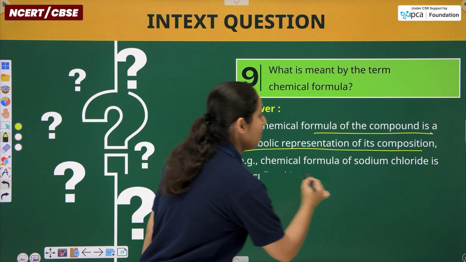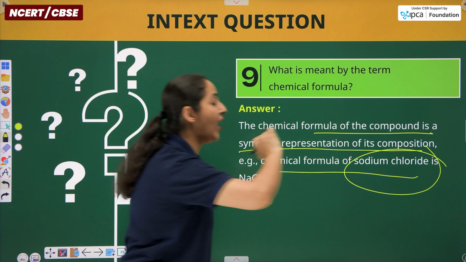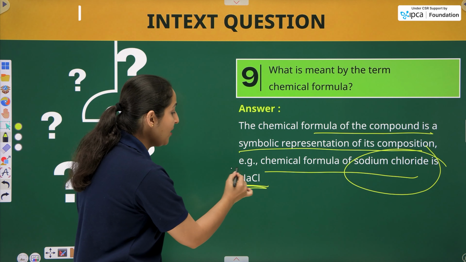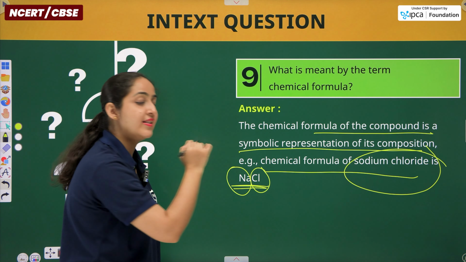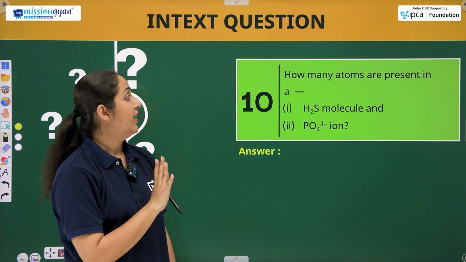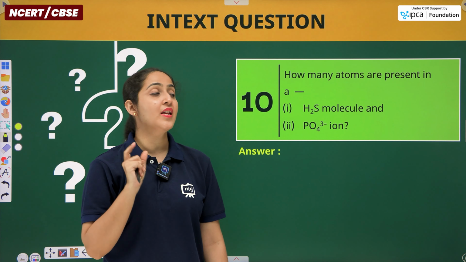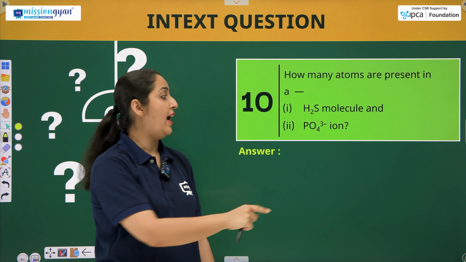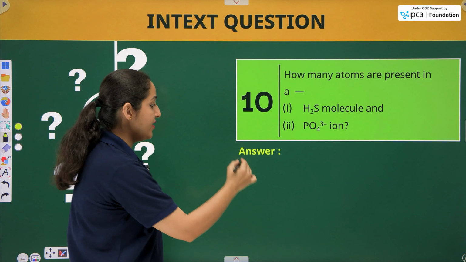For example, the symbolic representation for sodium chloride is what? NaCl. Symbol से represent करें, sodium ion is Na, chloride ion is Cl. So this is NaCl. Got it, students? Now, how many atoms are present in a H2S molecule and this ion? Okay, so let's answer the first one.